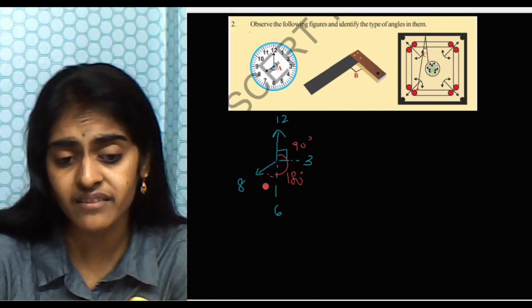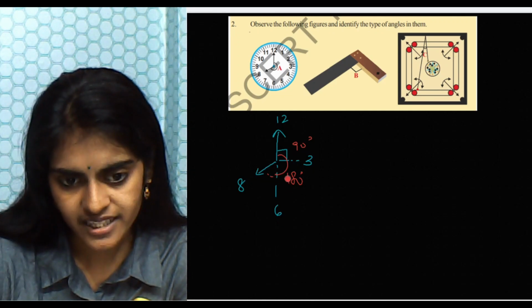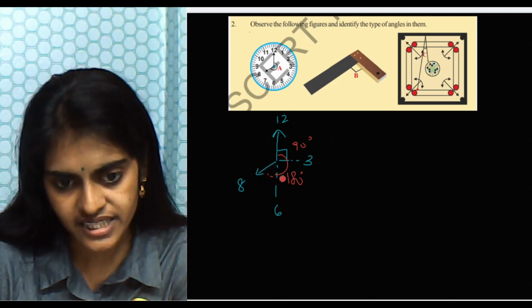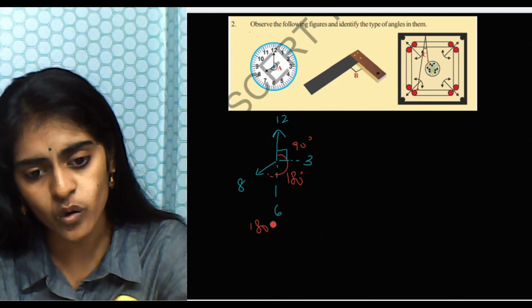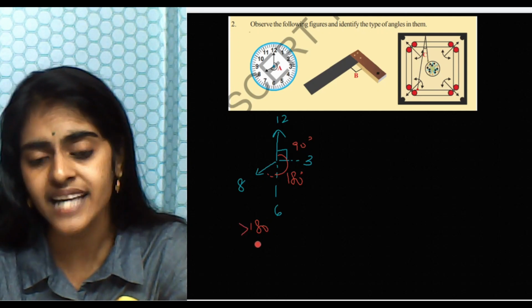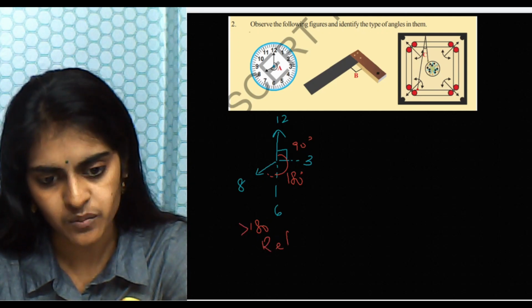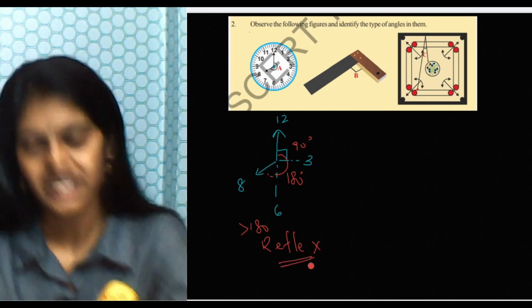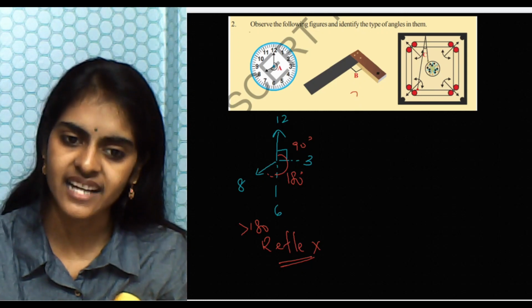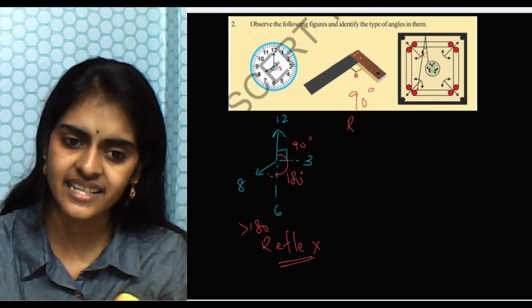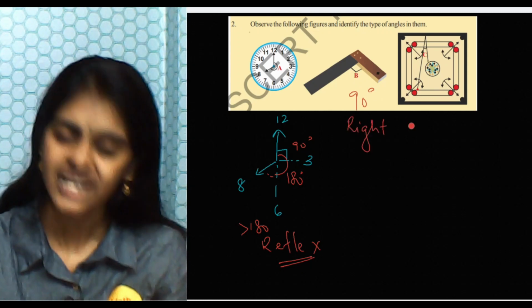Now this is more than 180. See, 12 to 8 is more than 180. 12 to 6 is 180. So when you have more than 180, what is that angle called? It is nothing but reflex angle. Clear? Now just see here, which angle is this? This is nothing but 90 degrees angle. It is right angle. Clear?